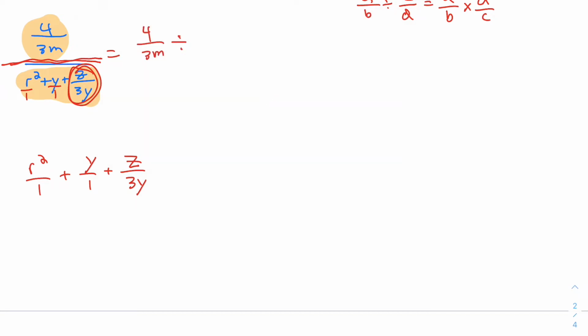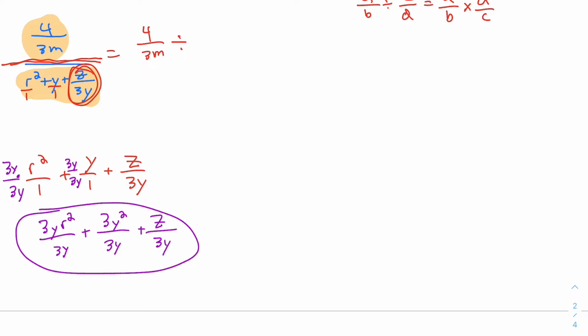To do that, I need a common denominator. So I'm going to multiply this term by 3y over 3y, and this term by 3y over 3y. So that'll give me 3y r squared over 3y plus 3y squared over 3y plus z over 3y. So now I have a common denominator, and I can rewrite this whole expression as 3y r squared plus 3y squared plus z all over 3y.